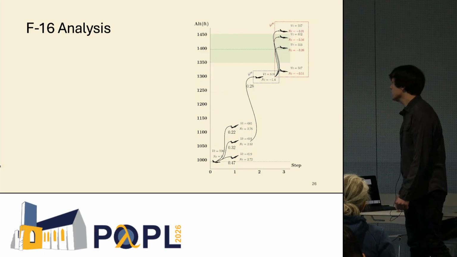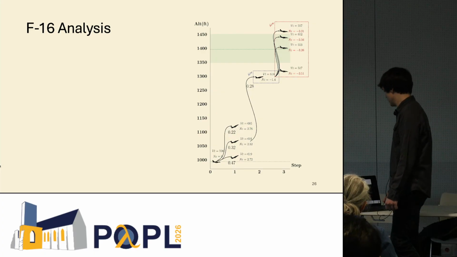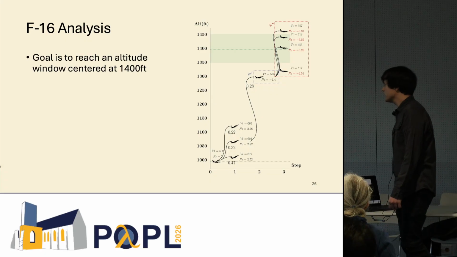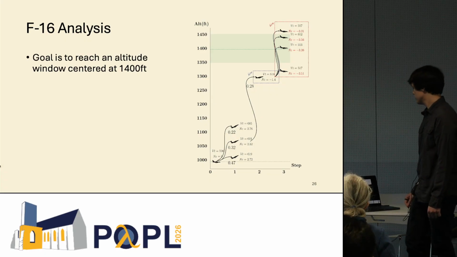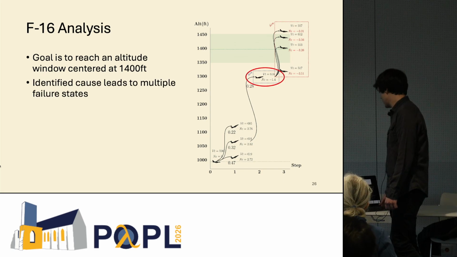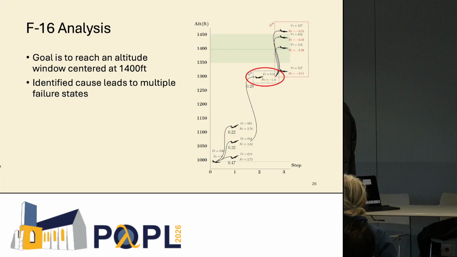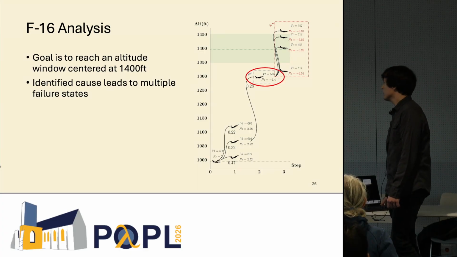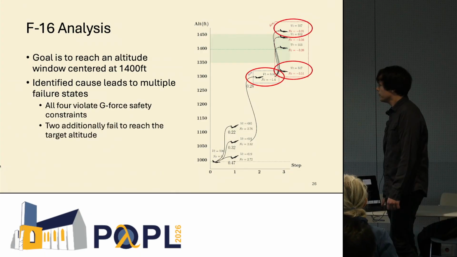If we were to look in detail at one of the cases that we did for the second scenario of the F-16, the altitude one, in this case, our goal is to reach an altitude window of about 1,400 feet, plus or minus 50. And our algorithm was able to identify this particular state as a cause. As you can see, all four of the states that it reaches from there actually are failures, as all four of them violate the G-force constraint. And additionally, two more of them are also unable to achieve the target altitude.